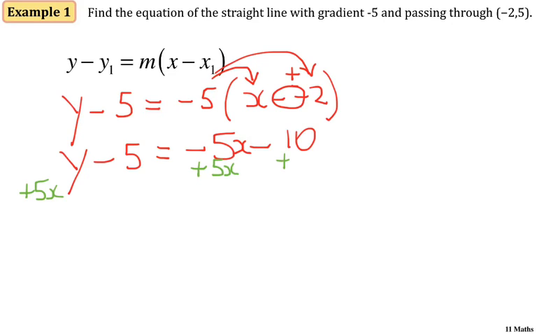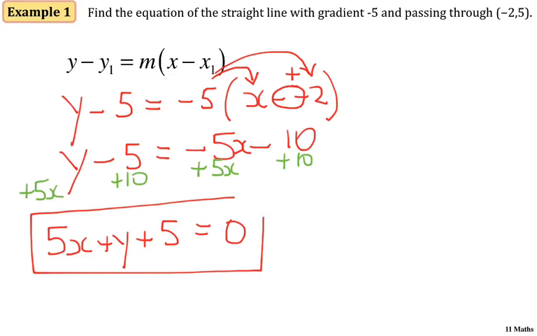And we'll also plus 10 to both sides. By doing that, we'll make sure that our equation is balanced, and we'll end up with 5x plus y minus 5 plus 10 gives plus 5 equals 0, and that is the equation of the line in general form.